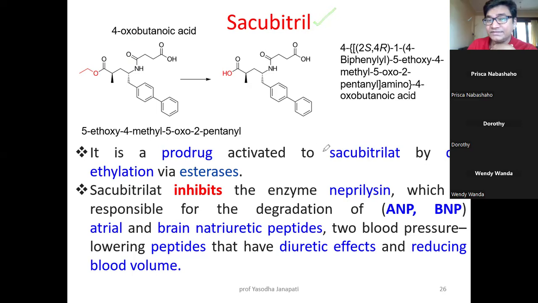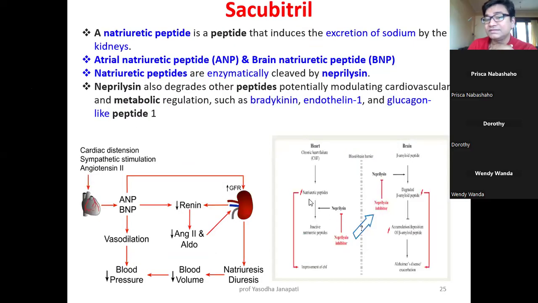Now, the active form: like enalapril is the drug and the active form is enalaprilat, here also sacubitrilate. By the help of the enzyme esterases, the ester group gets removed and it is active. Now this sacubitrilate will inhibit the enzyme neprilysin. When it inhibits neprilysin, the levels of ANP and BNP are increased.